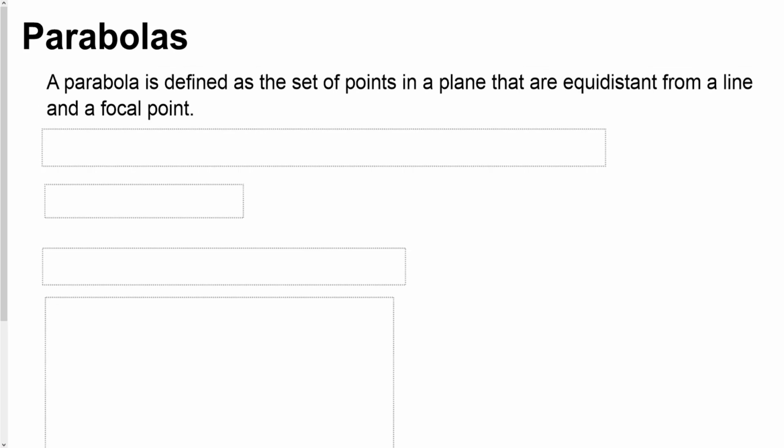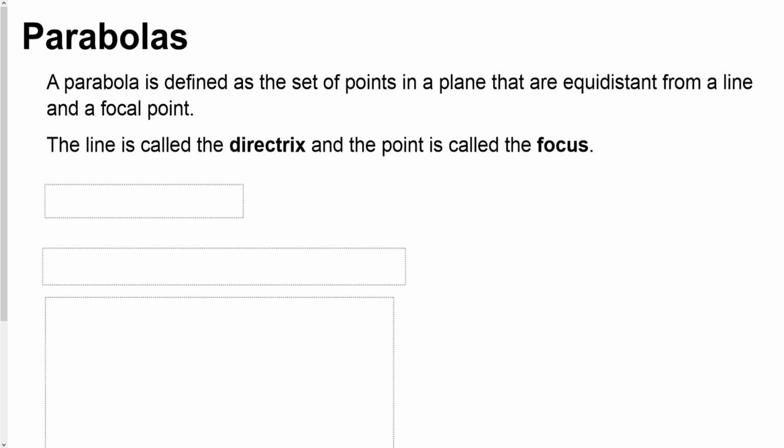A parabola is defined as the set of points in a plane that are equidistant from a line and a focal point. So now we're not just looking at equidistant points from a single central value, we're looking at the constant distances between a point and a line. The line is called the directrix, and the point is called the focus. And just like with the circles, let's take a look at an applet to help us understand how this definition works and where the shape of the parabola comes from.